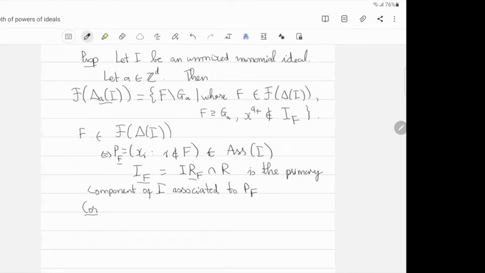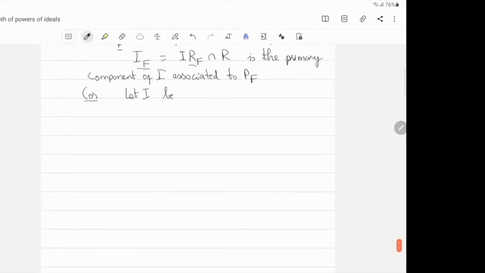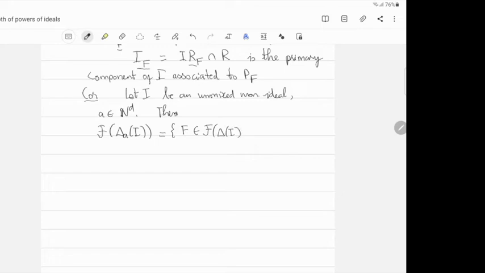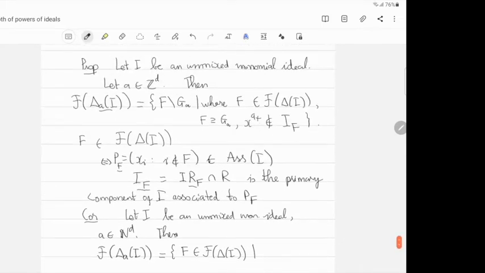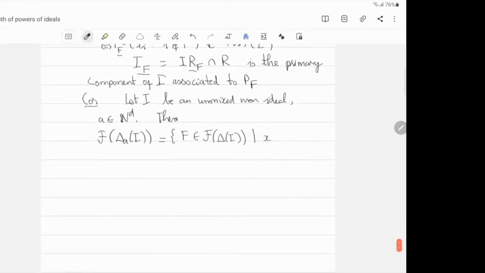So this implies the following. So again, I is unmixed. A is now just a non-negative vector. So in this case, the negative support of A is empty. And so you see that the facet set of delta_A of I is exactly the facet set of delta I. And A plus, A is a non-negative vector, so A plus equals A. So you see here you have only the condition that X^A does not belong to the primary component of I corresponding to F, or corresponding to P_F.